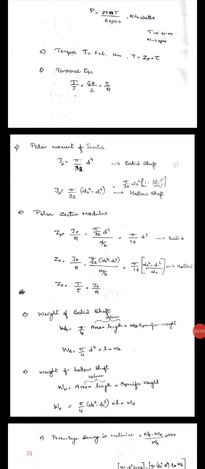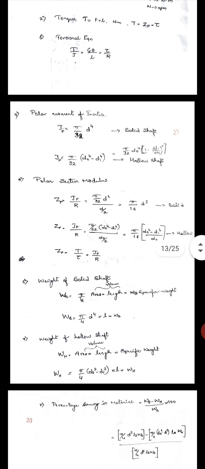Sixth one, weight of a solid shaft, Ws, is area into length into specific weight. Area is pi by 4 D squared, length is L, into specific weight Ws. Weight of a hollow shaft is area, length and specific weight. Area is pi by 4 (Do squared minus Di squared) into L into Wh.